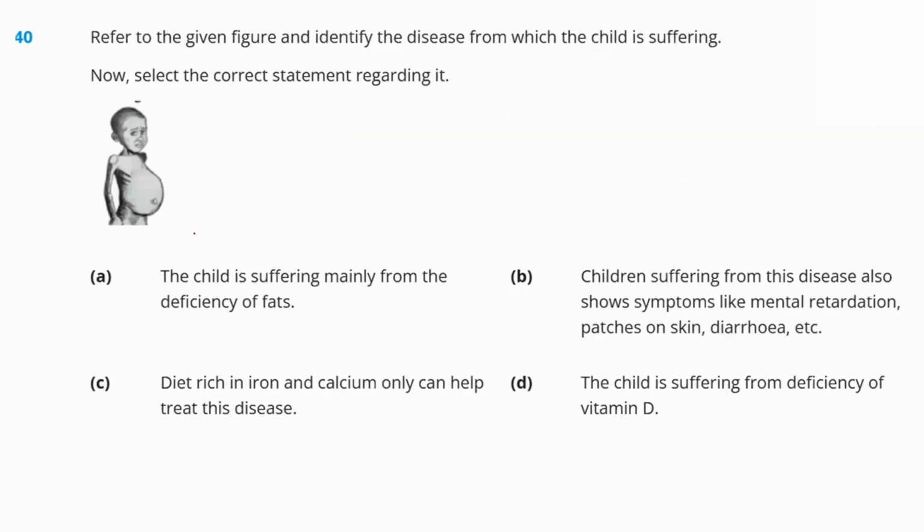Next, refer to the given figure and identify the disease from which the child is suffering. So this child is suffering from a disease known as kwashiorkor, and this is basically a protein deficiency disease, in which the person's body becomes very lean and thin. It happens in children, and the body of the child becomes very lean and thin, but the belly protrudes out.